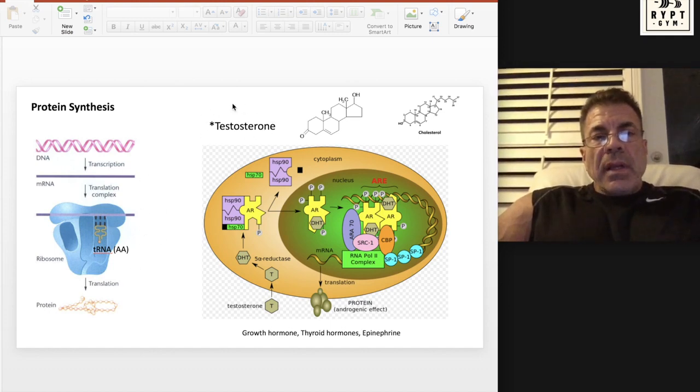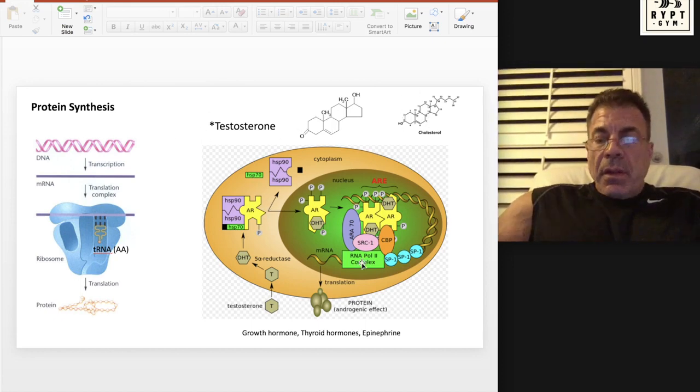These are regulated by hormones. The main one is testosterone. There's other ones, growth hormone, thyroid hormones, epinephrine, that help regulate protein synthesis. I just put this up here to show you that testosterone is actually made from a cholesterol backbone. So another reason we need to take in fats is our testosterone is made from a cholesterol backbone, a fat molecule.